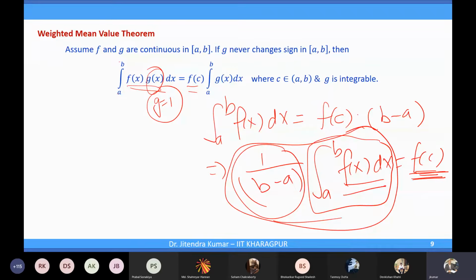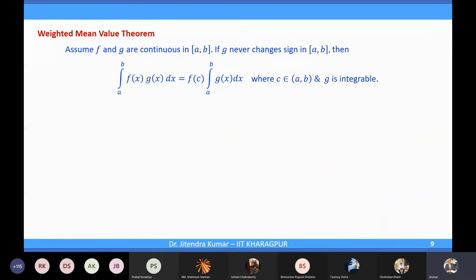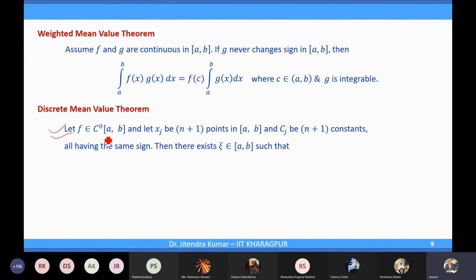I'll not tell you more about this at the moment. Just remember the more general result: the integral from a to b of f(x) g(x) dx is equal to f(c) times the integral from a to b of g(x) dx. The second counterpart of this is called the discrete mean value theorem, which is quite similar to the weighted mean value theorem for continuous functions. Here we have one function which is continuous again in AB, and let x_j be n plus 1 points in this interval, and c_j be n plus 1 constants having the same sign.